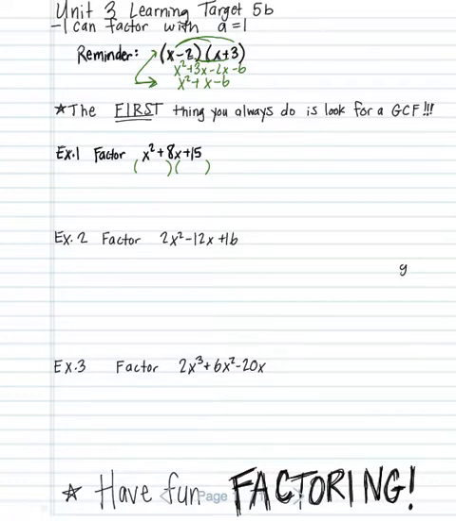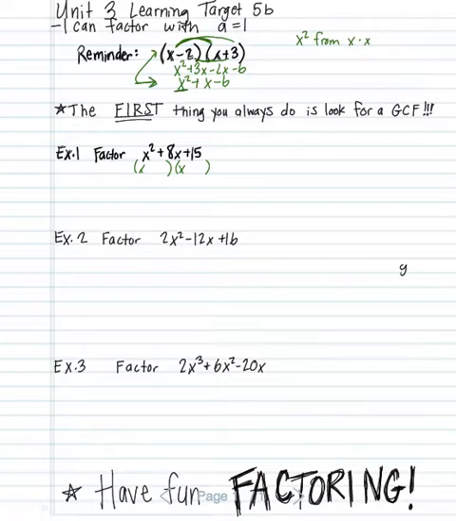So if we go back up to our reminder, the first term came from doing x times x to get x squared. So that first term came from the first two pieces. So if we want x squared, in example 1, we're going to put an x and an x.